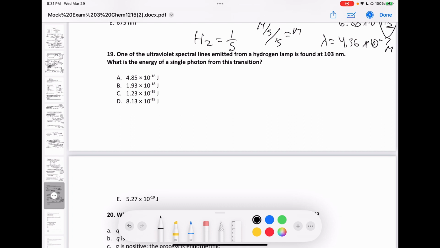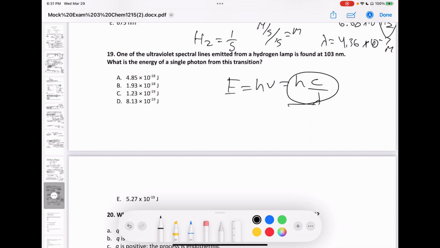One of the ultraviolet spectral lines emitted from a hydrogen lamp is found at 103 nanometers. What is the energy of a single photon from this transition? This is using the equation from 2 questions ago. The E is equal to hν is equal to hc over lambda. And for this one, we'll use this part of the relationship because we're given a wavelength, not a frequency, and it would just be extra work and redundant to convert back to frequency and use the other equation.